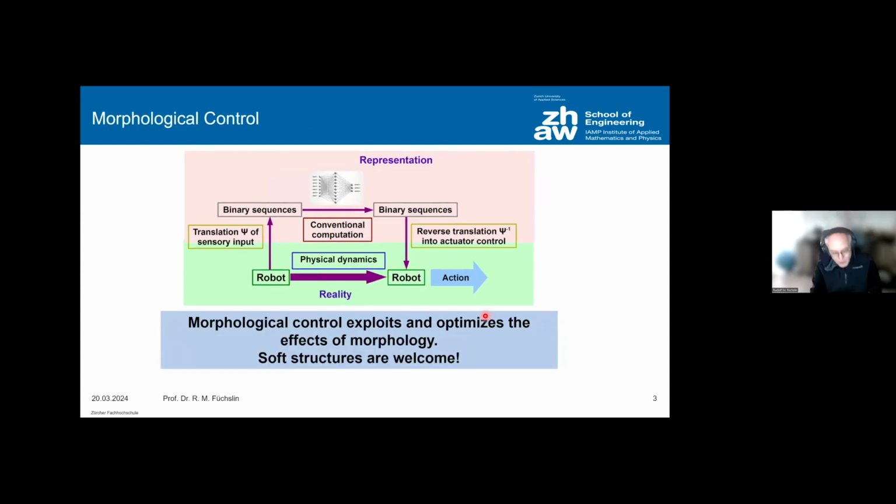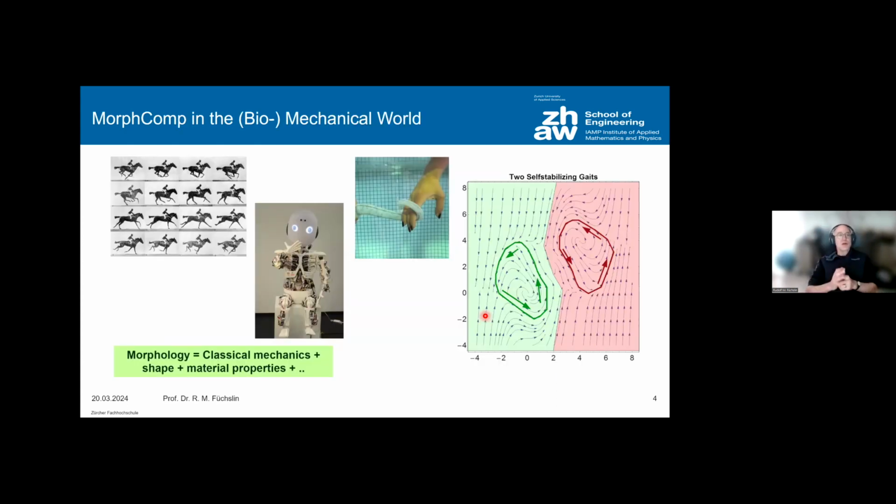In morphological control, you do it the other way around. You turn the enemy into the friend. That means you exploit physical dynamics. And this has the interesting consequence that soft structures are also welcome. You all know pictures like this, and I think it's fair to say that morphology then mostly amounts to a combination of classical mechanics, shape, plus material properties, plus other aspects of your system.